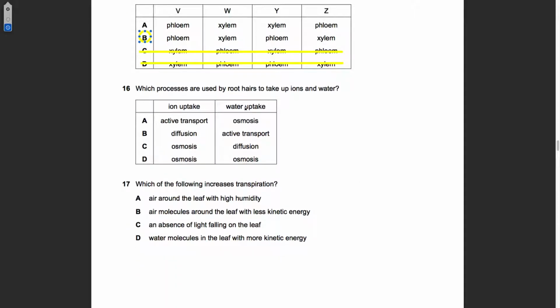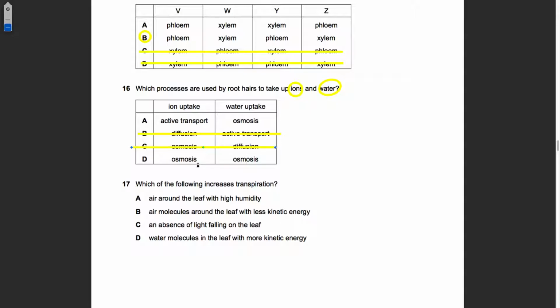What processes are used by root hairs to take up ions and water? So two separate things are being asked here. First of all, how are ions taken up? And secondly, how is water taken up? There's only one way water moves, and you've got to learn this, and that is by osmosis. So we've got two answers in the table that say osmosis, which are correct. Let us eliminate B and C. Bye-bye, B and C.